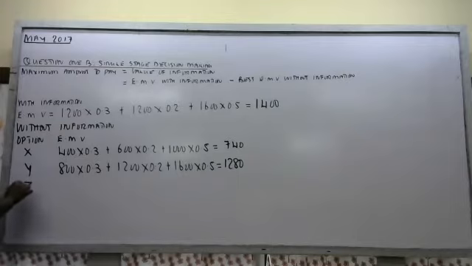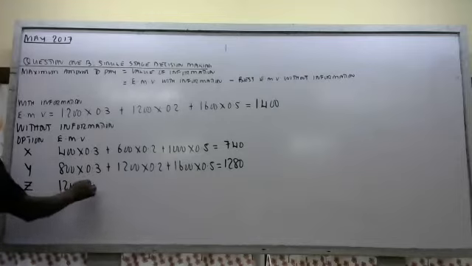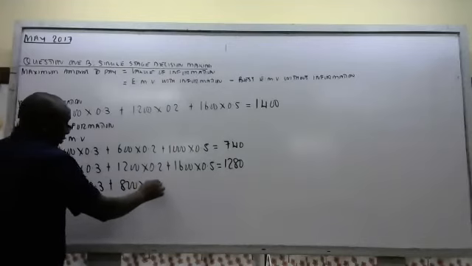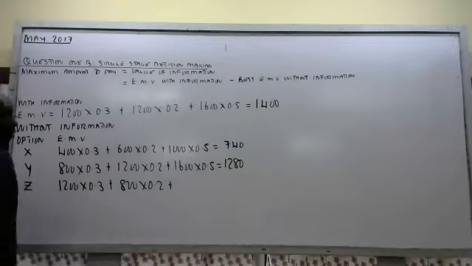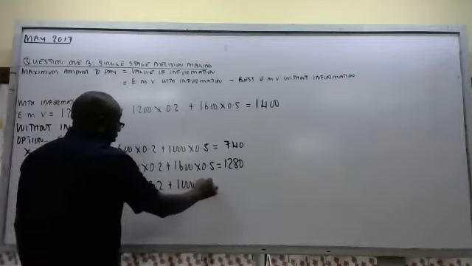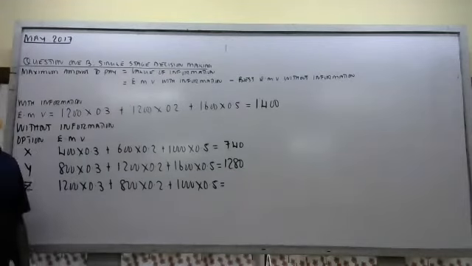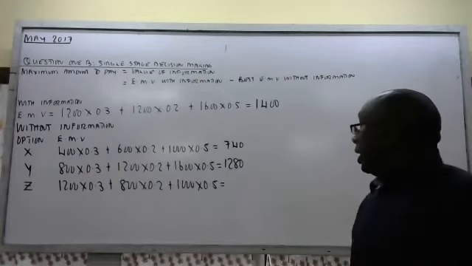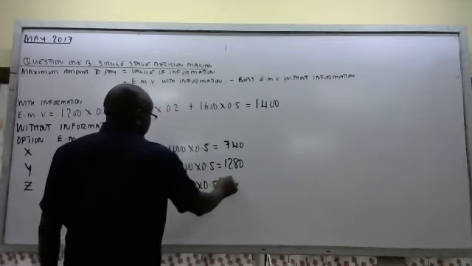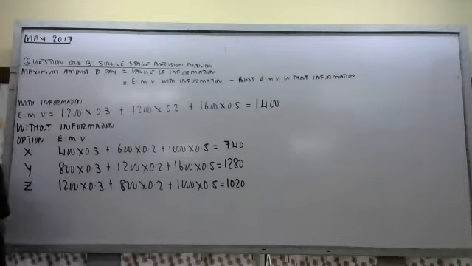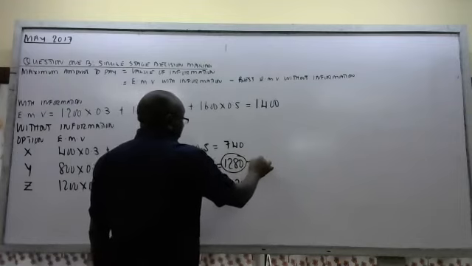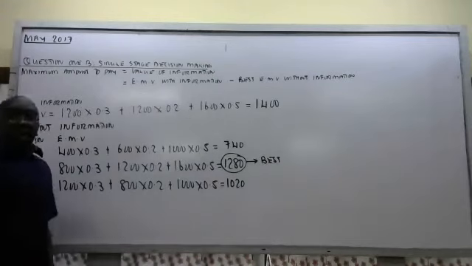For the other option, it will be 1200 with 0.3, 800 with 0.2, 1,000 with 0.5. So the best there, this is the best, because it's the highest.